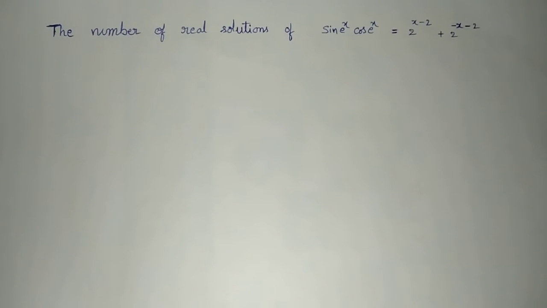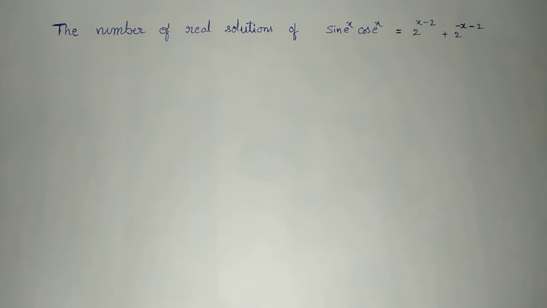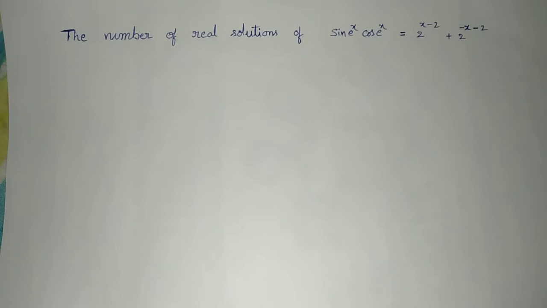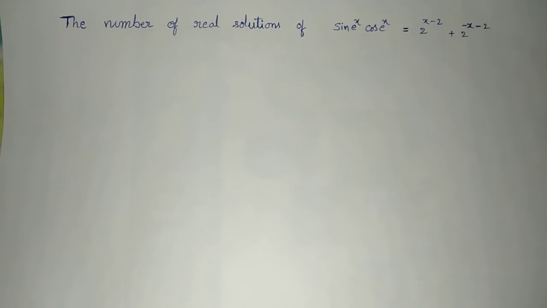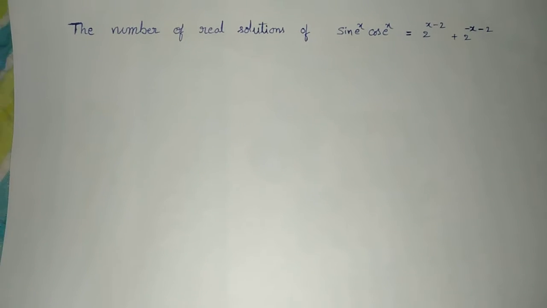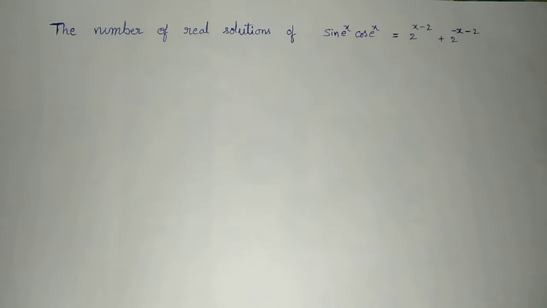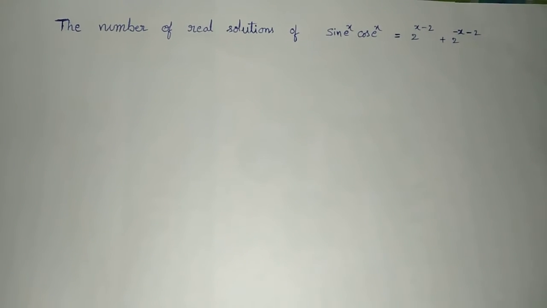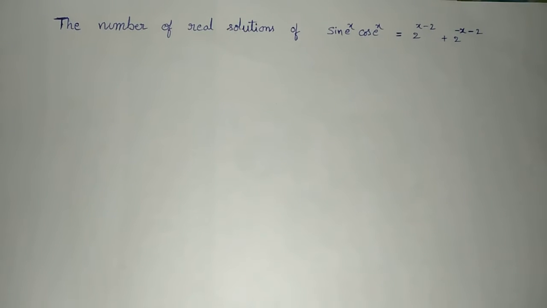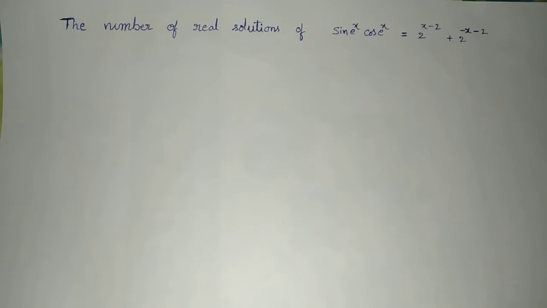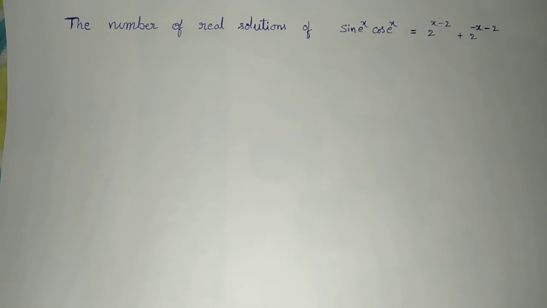Now the problem in this video that you are seeing is to find the number of real solutions of the equation sin e^x multiplied by cos e^x equal to 2^(x-2) + 2^(-x-2). Let us see how to solve the problem. So LHS and RHS are given. How to find the number of real solutions means the values of x which satisfy the given equation. We will see that. Don't go anywhere. Please watch my video till the end.